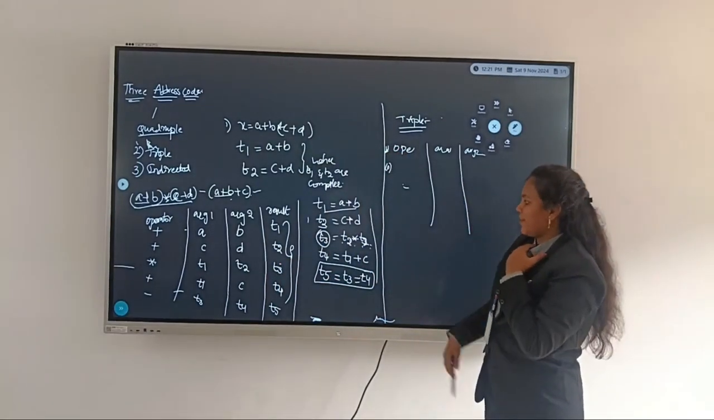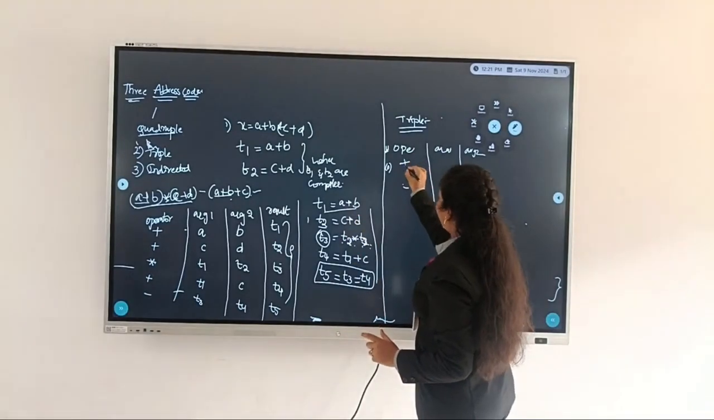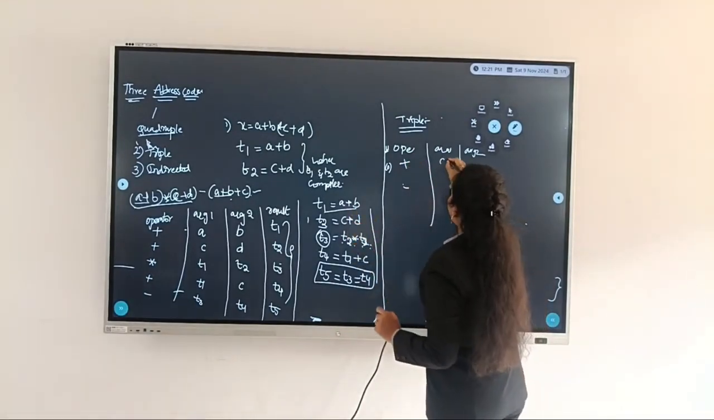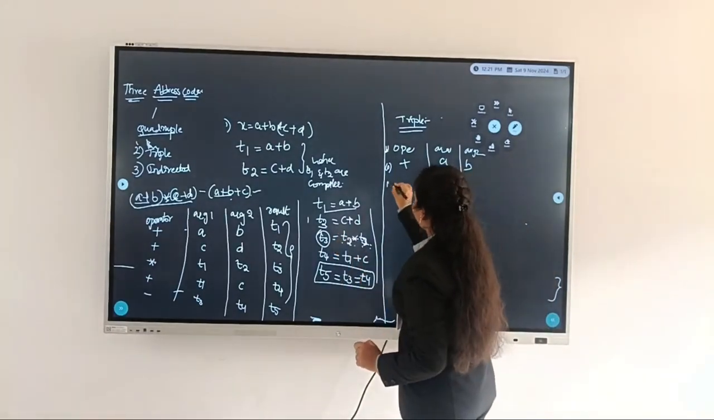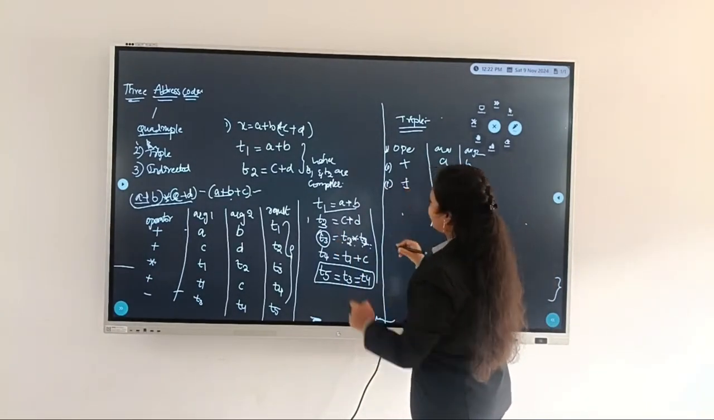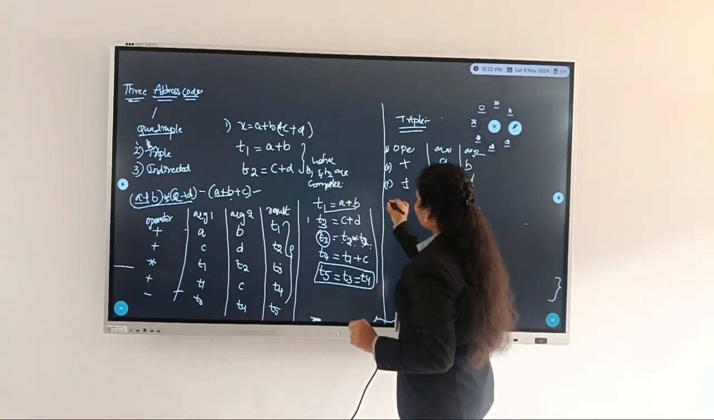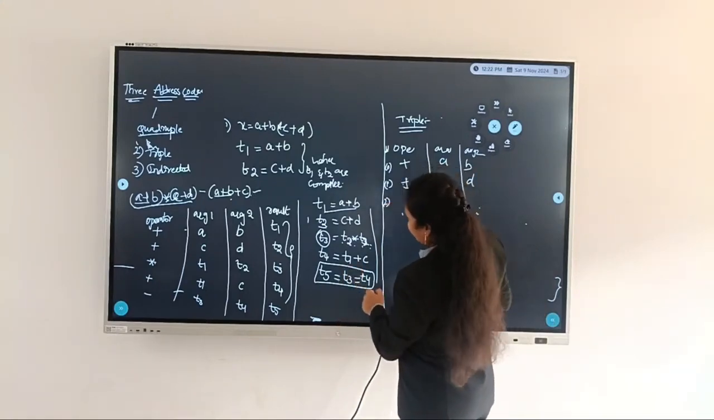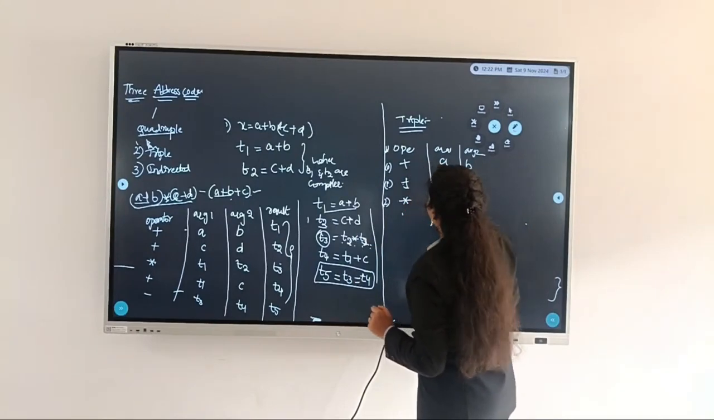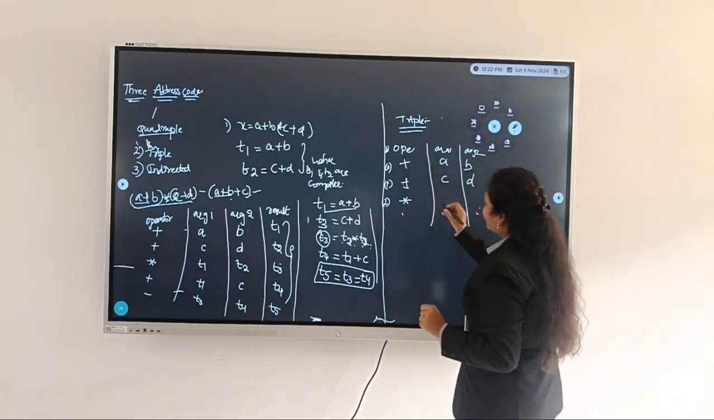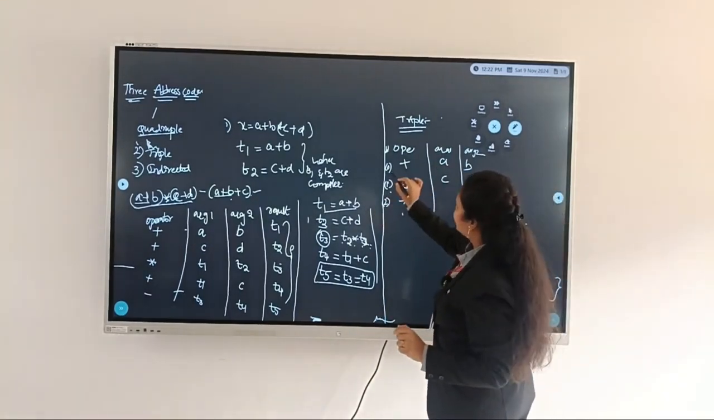Based on these temporary blocks, we have to separate the symbol table. First, the operation is plus, where argument 1 will be A and argument 2 will be B. Coming to address 1, the operation is plus, argument 1 will be C, argument 2 will be D. Coming to address 2, the operation is into, where T1 will be address 0 and T2 will be address 1.